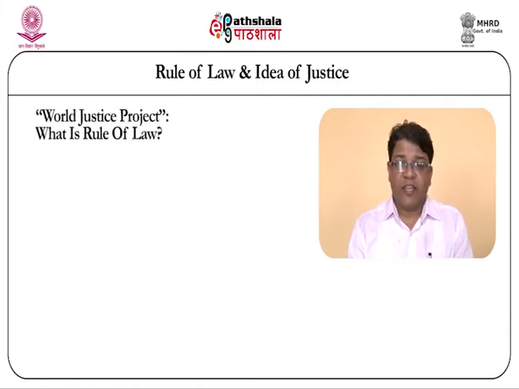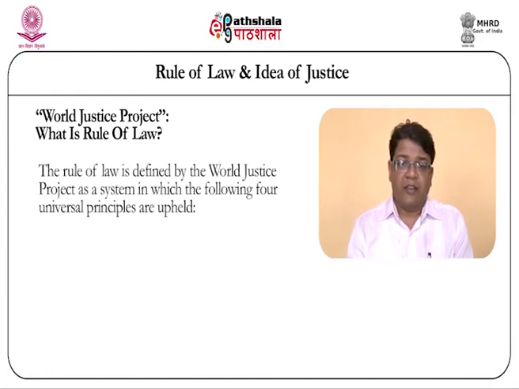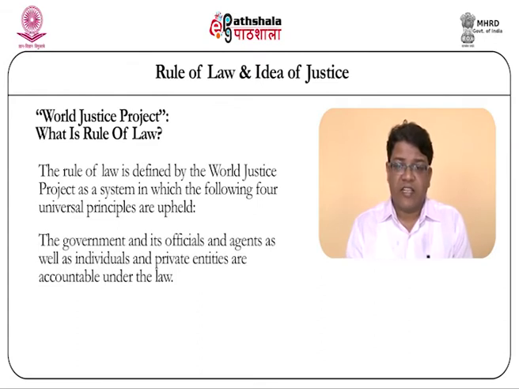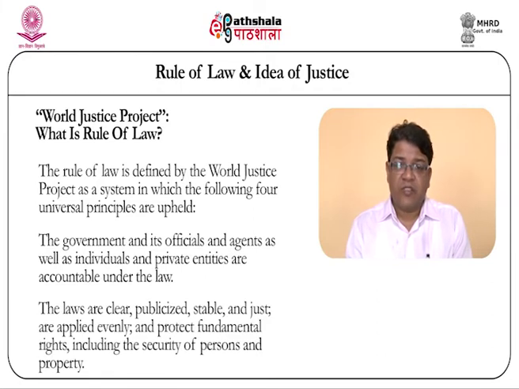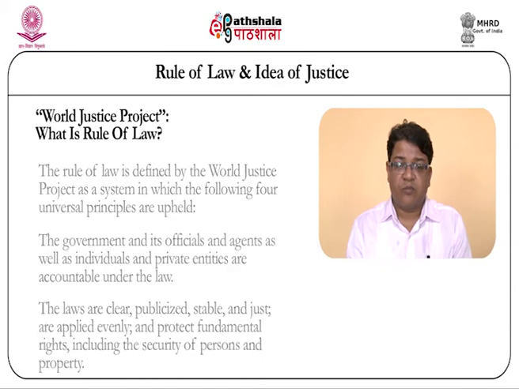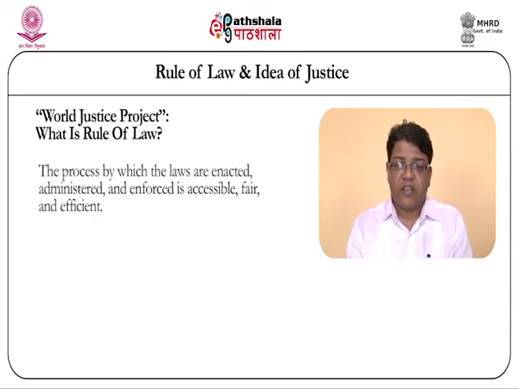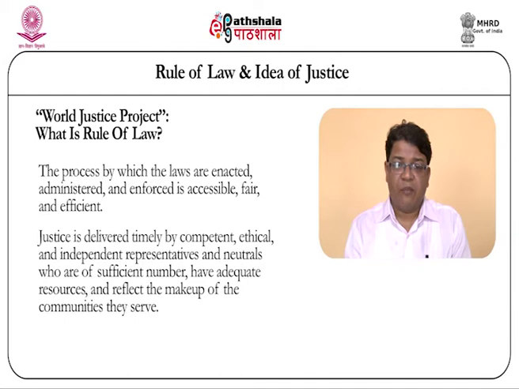The World Justice Project defines the rule of law in its report, and points out that the rule of law has to satisfy the following 4 principles. First, the government and its officials and agents as well as individuals and private entities are accountable under the law. Second, the laws are clear, publicized, stable and just, are applied evenly and protect fundamental rights including the security of persons and property. Third, the process by which the laws are enacted, administered and enforced is accessible, fair and efficient. Fourth, justice is delivered timely by competent, ethical and independent representatives and neutrals who are of sufficient numbers, have adequate resources and reflect the makeup of the communities they serve.